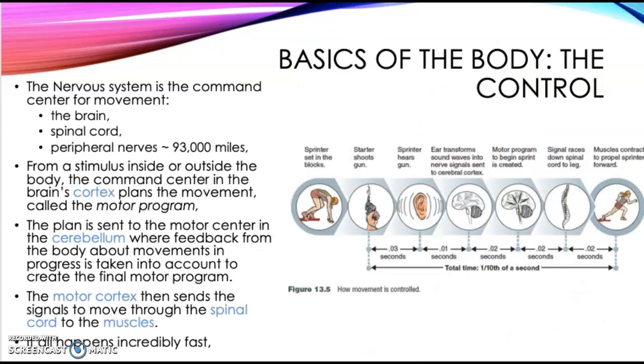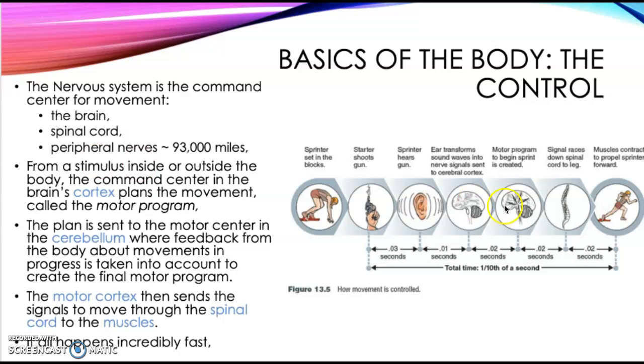So how do we actually move? That's happening because of our central nervous system. And our central nervous system is the command center in charge of our entire body. The central nervous system is made up of our brain, our spinal cord, and then our peripheral nerves that run all throughout our body. Makes up about 93,000 miles, a long thing if we strung it together.